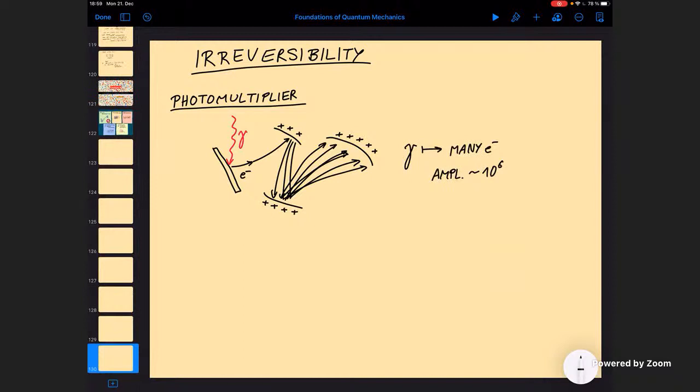In the end, of course, you want to have an experimentalist who knows about the result of the photomultiplier. So what might happen is that at the end, in modern times, a computer might register this current signal, record it and print something on a screen. And then the photons from the screen will hit the eyes of the experimentalist, and it's then that the experimentalist really learns about the result of the measurement.